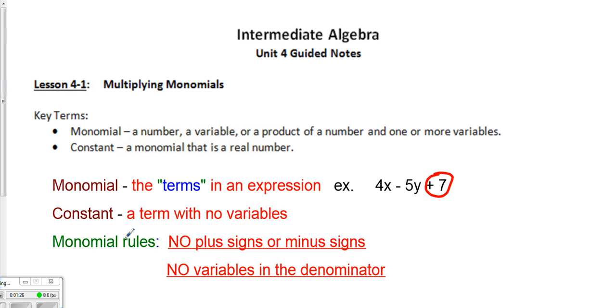Monomial rules, so things that are monomials versus things that are not. There can be no plus signs or minus signs. So this whole thing together, this polynomial, is not a monomial, because there are three pieces. Plus we can see, oh, right here is a minus sign, here is a plus sign. So that whole thing together would not be considered a monomial. Also, there can be no variables in the denominator. If it's something written along the lines of like 4 over x, this is not a monomial because it has a variable in the denominator.